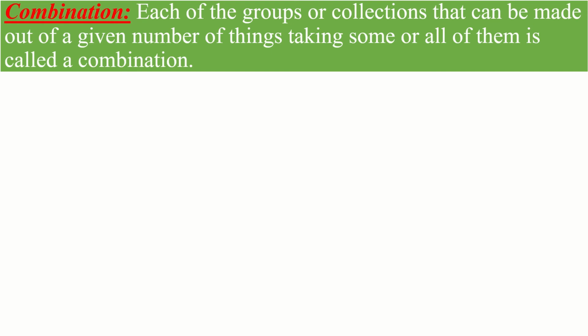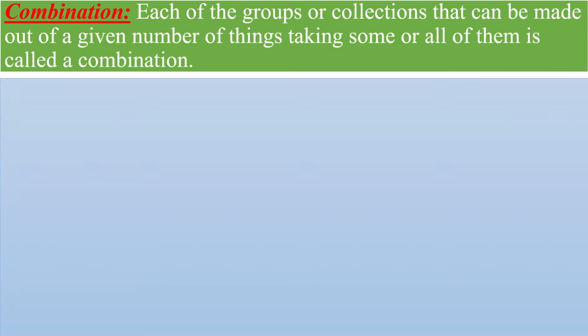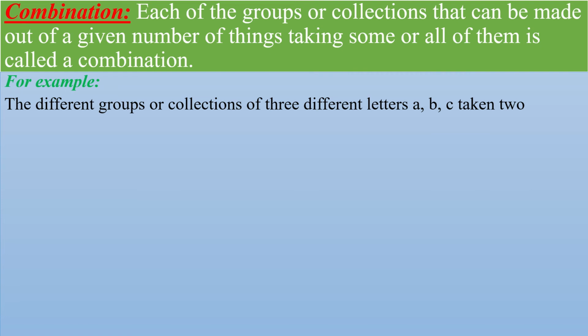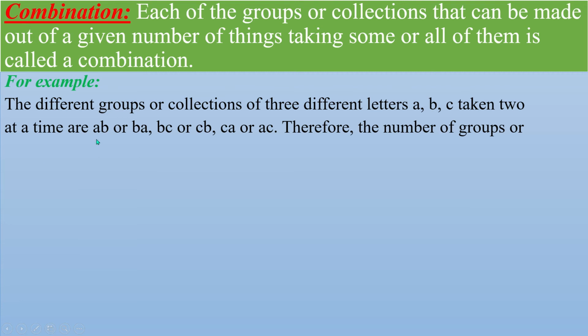Combination. Each of the groups or collections that can be made out of a given number of things, taking some or all of them, is called a combination. For example, the different groups, here groups is an important word, or collections of three different letters A, B, C taken two at a time are AB or BA as a group or team.